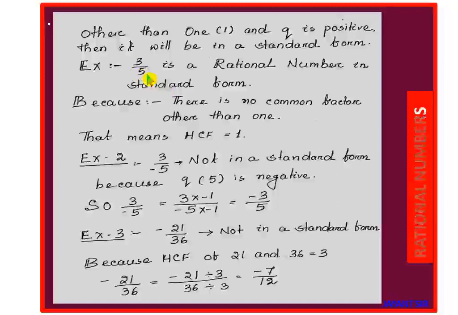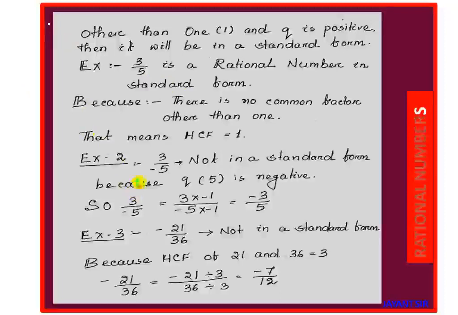3 by 5 is a rational number in the standard form because between 3 and 5 there is no common factor other than 1. It means that the HCF of 3 and 5 is 1. That's why it is in the standard form, and Q, which is 5, is positive. That's why it is in the standard form.